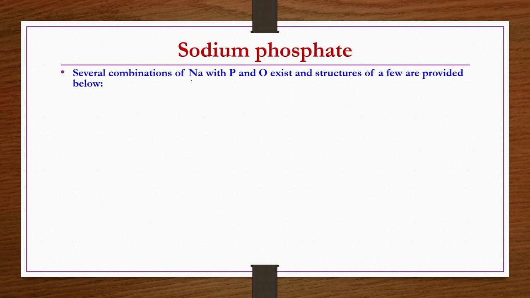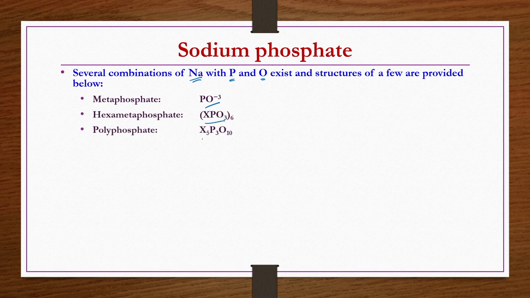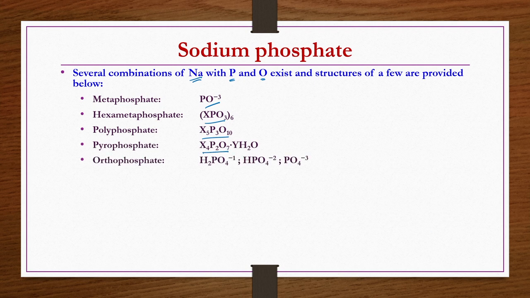Several combinations of sodium with phosphorus and oxygen exist, and structures of a few are provided below. One is the metaphosphate, another one is the hexametaphosphate, polyphosphate, then pyrophosphate, then orthophosphates. Here X is a monovalent alkali metal such as sodium.